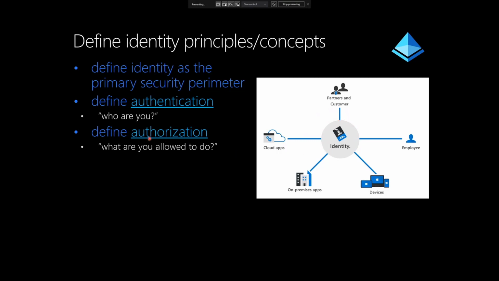You'll also need to understand the difference between authentication, in other words, who are you, and authorization, what are you allowed to do? So authentication is the process of proving that you are who you say you are. And authorization is the act of granting an authenticated entity permission to do something. So it specifies what data you're allowed to access and what you're able to do with that data.